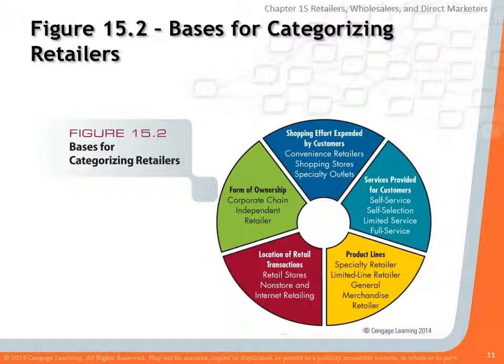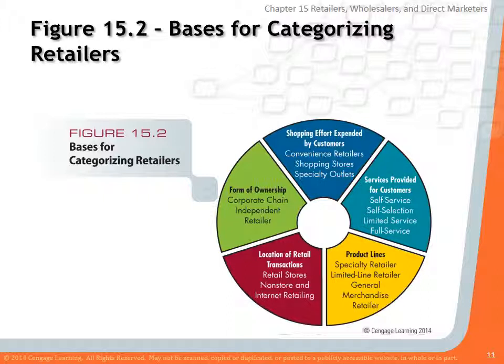Again, talking about classification of shopping efforts, you have specialty retailers. These are stores that combine carefully defined product lines, services, and reputation, like a Nordstrom's or Dillard's would be an example of that. The next one I want to talk about is the classification of services, which consists of 3 different types of retailing.